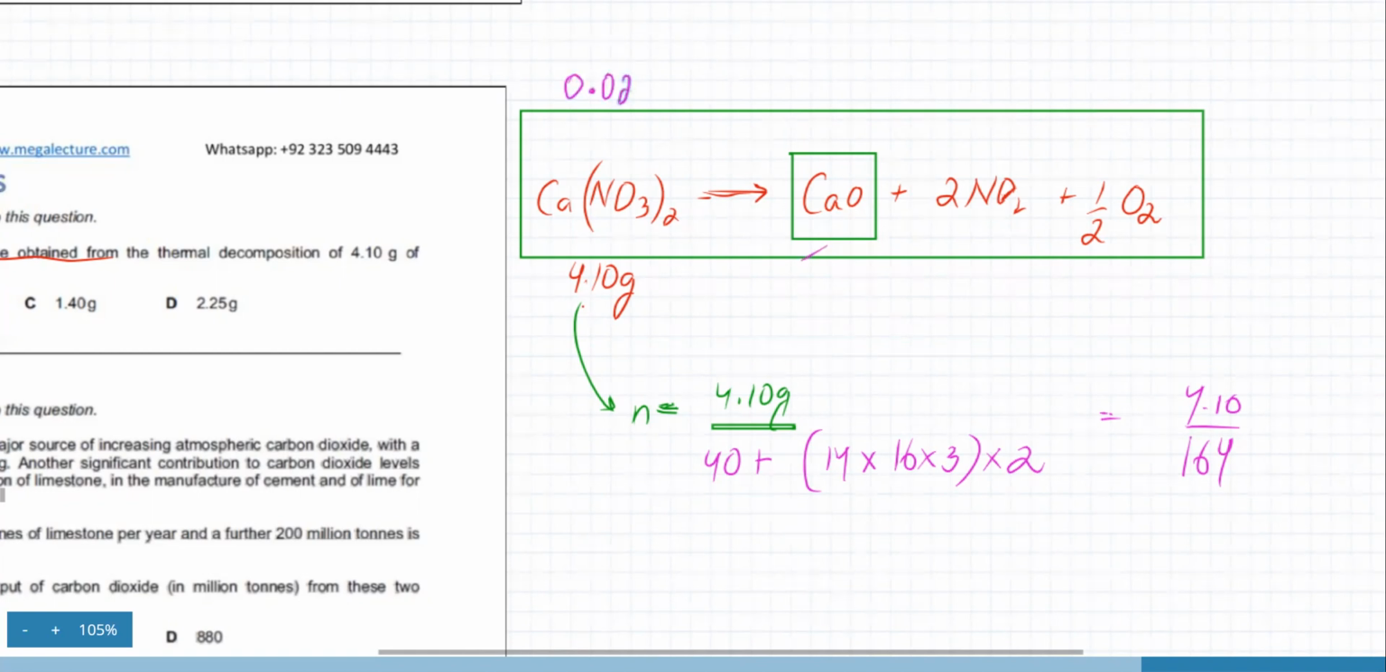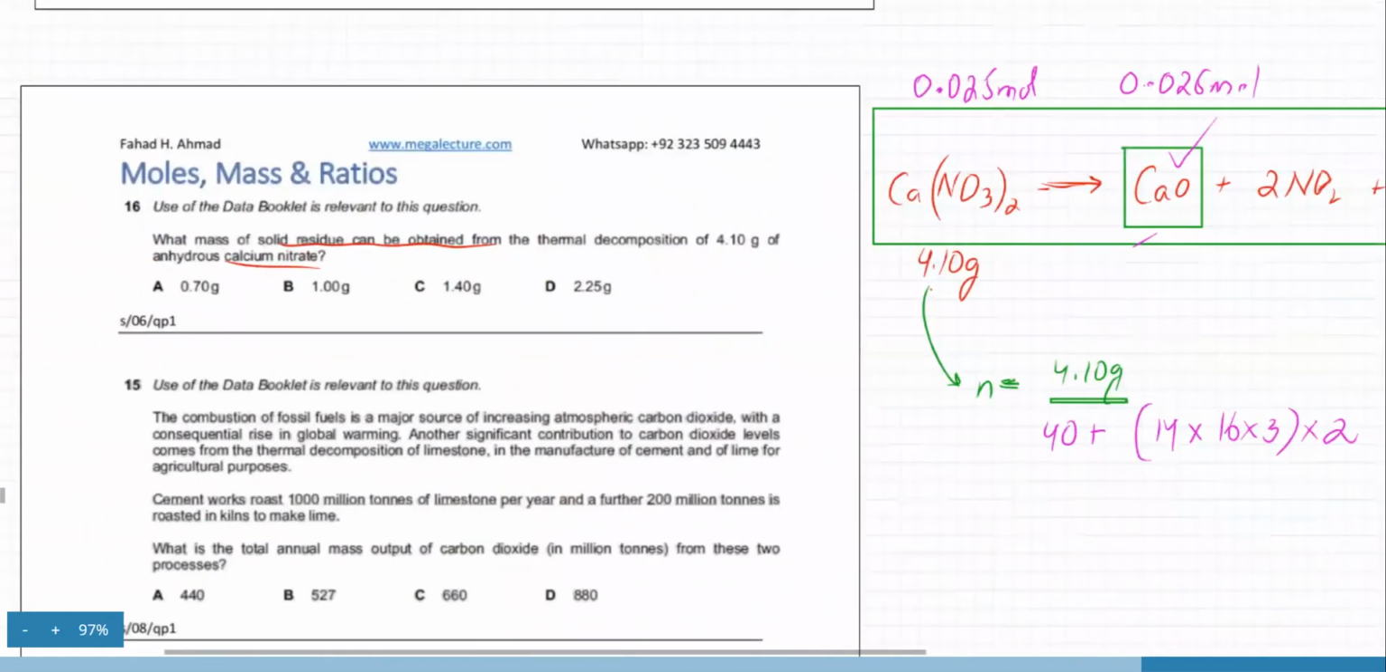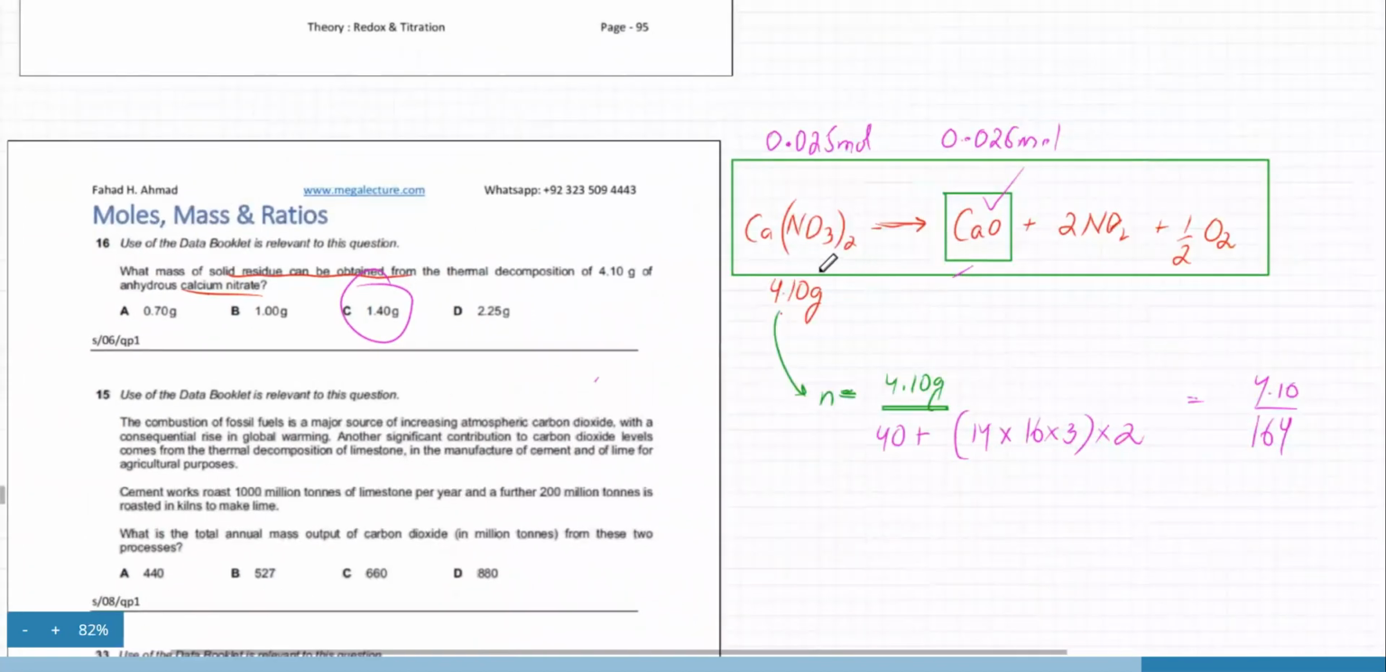And the moles of calcium oxide are going to be exactly the same because it's the same ratio, right? So tell me the mass of this thing now. I got 1.4. So 1.4 is the answer, right? It's B. But remember, all nitrates are going to decompose in this way. Not all nitrates, group 2 nitrates. That's the only thing that's in your course.